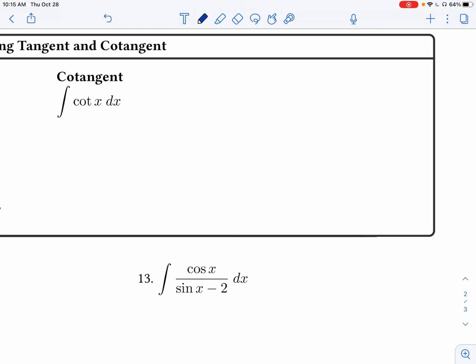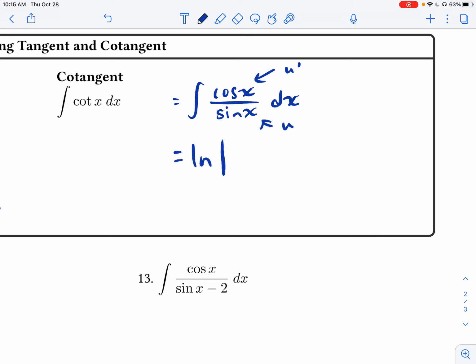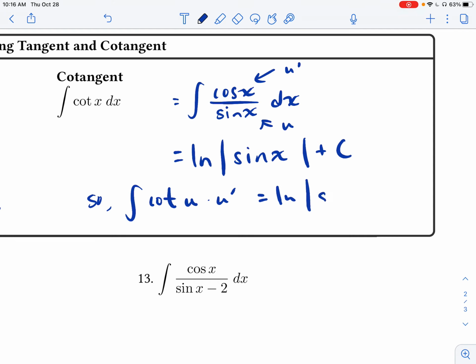Well, this one's even easier. We know that the cotangent is cosine x dx over sine x, and the derivative of sine is indeed cosine. So this is already set up. This already follows the integral of u prime over u. So we can say that this is the natural log of the absolute value of sine x, all of that plus c. So in general, we can say the integral of cotangent of u times u prime is equal to the natural log of the absolute value of sine u plus c.